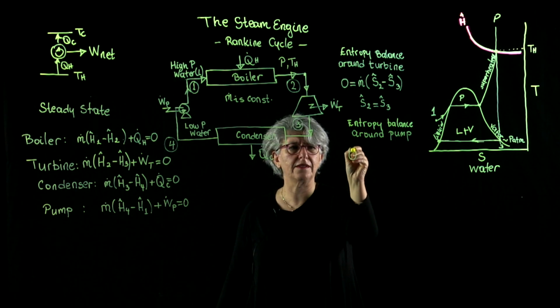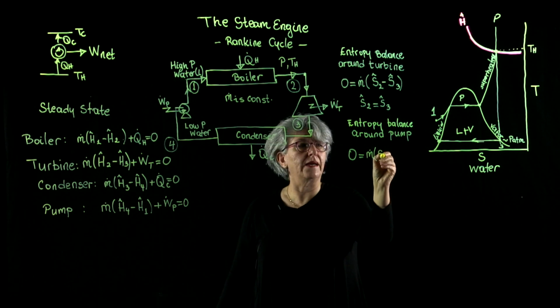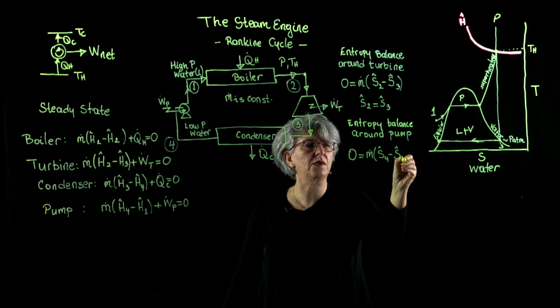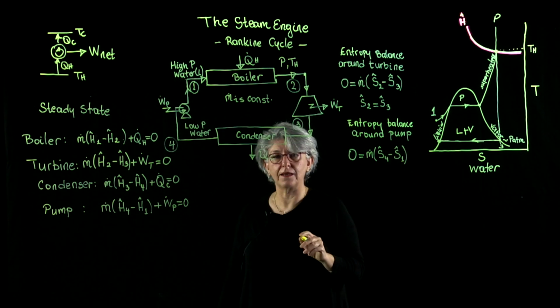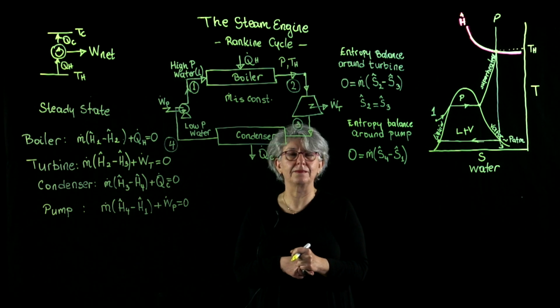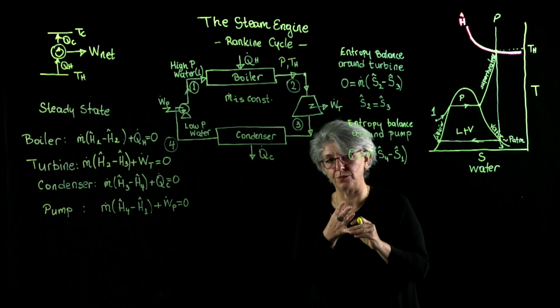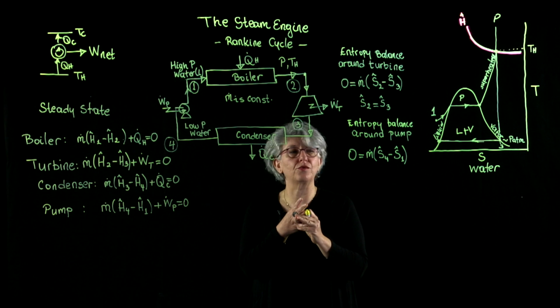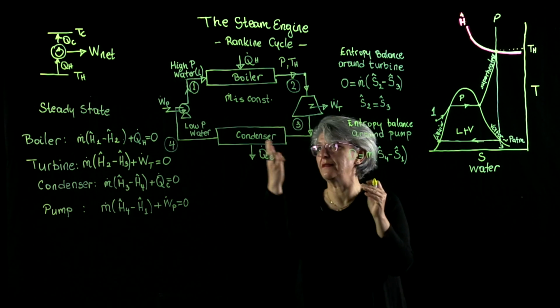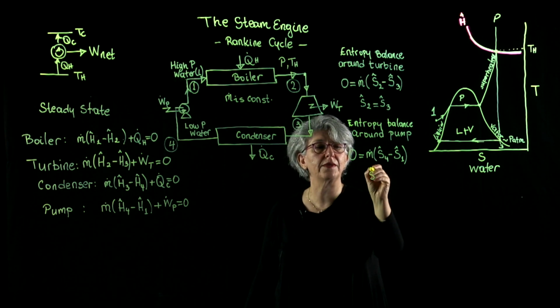It's operating at steady state. Entropy enters at state 4, leaves at state 1. Again, for practical purposes, our pump operates adiabatically, and for practical purposes, our pump operates reversibly. No entropy generation, no entropy due to the Q over T term. As a result, my pump is also operating at constant entropy, similar to my turbine.